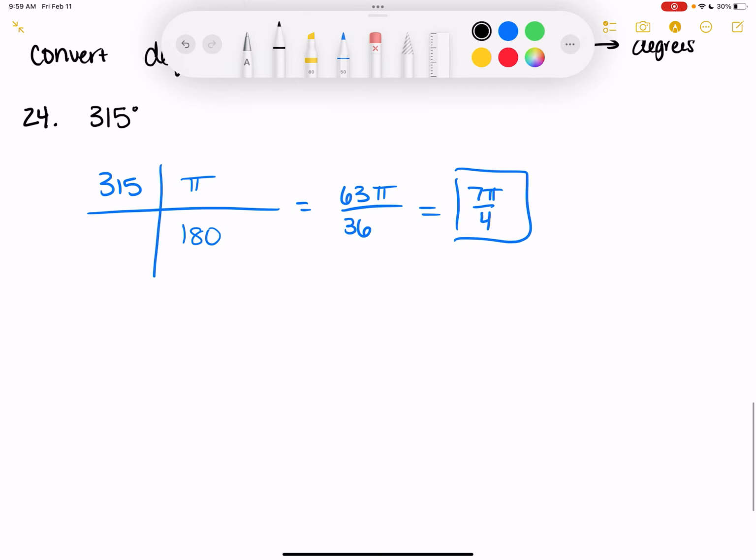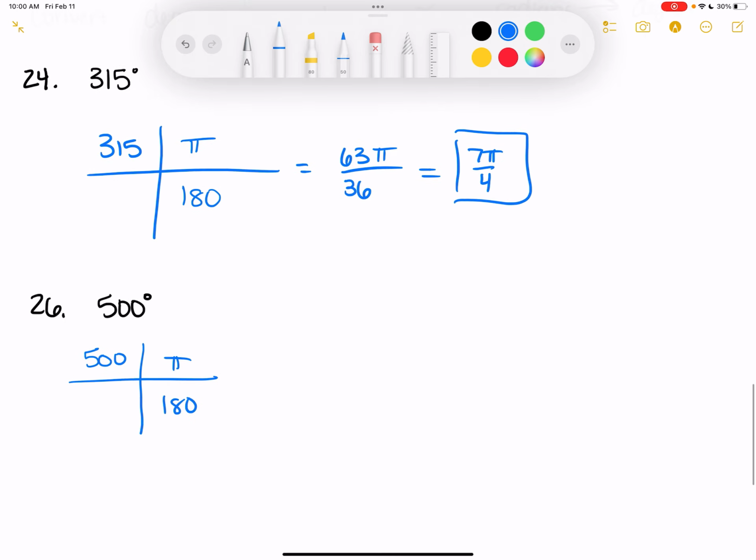All right, so then 26 is 500 degrees. So I start with degrees, so I have 500. Degrees to radians is pi over 180, which makes the units cancel. So now I can cancel out a 0 from both because they both end in a 0. So I can get rid of that.